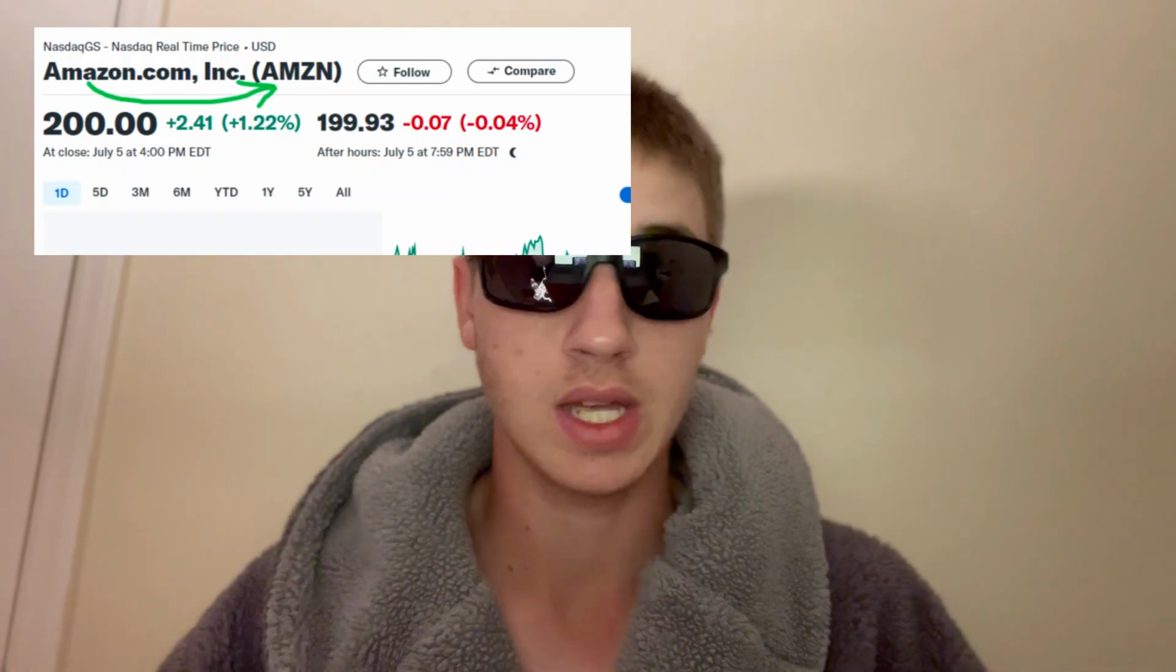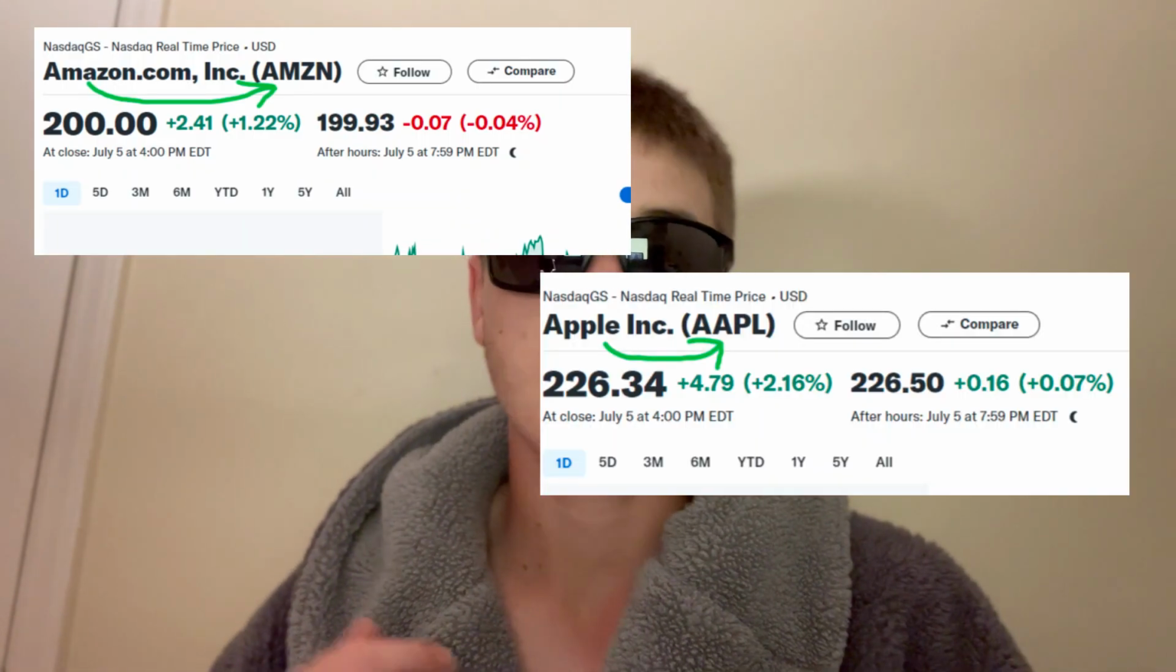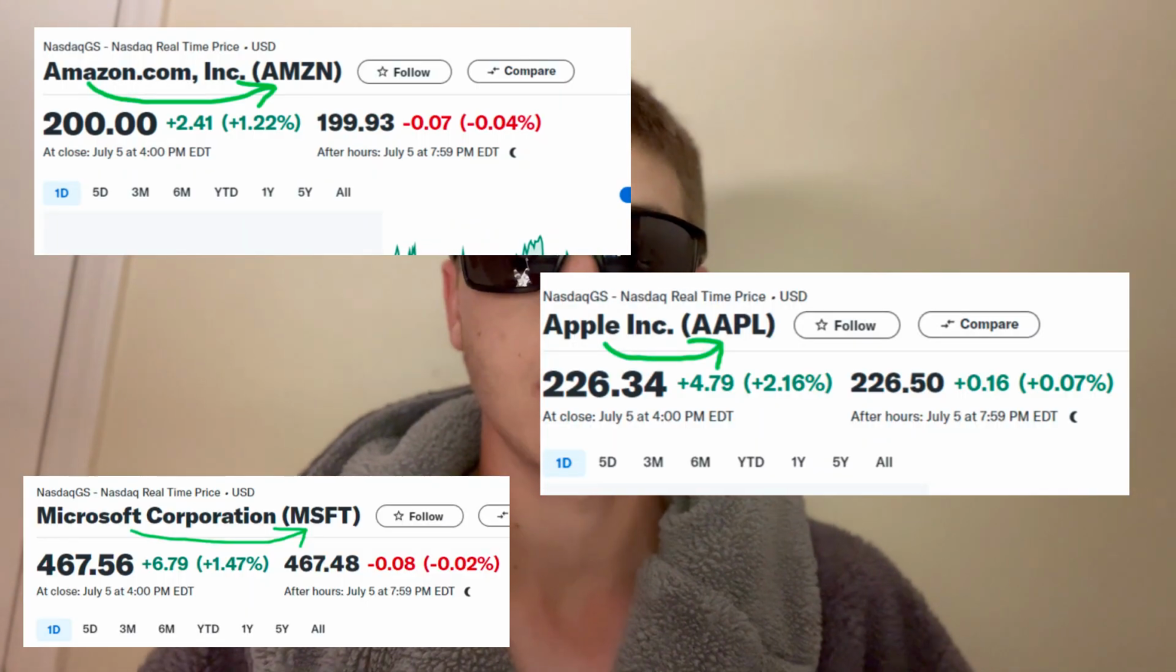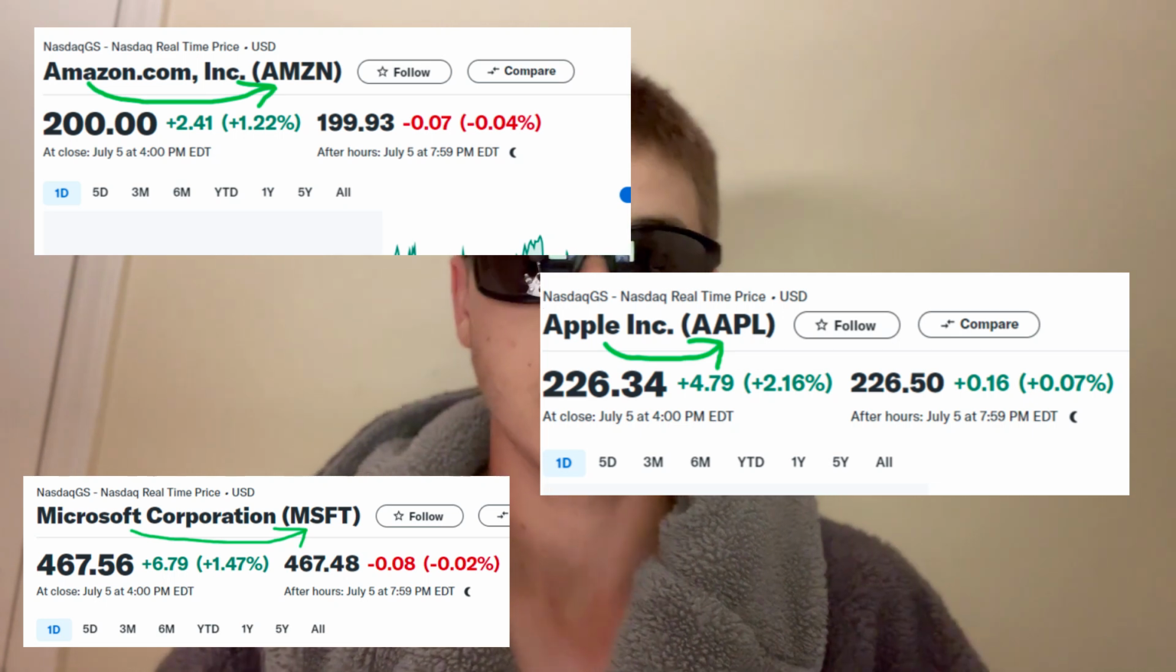Next, we have ticker symbol. A ticker symbol is a group of letters that's assigned to a stock for trading purposes. Amazon's ticker symbol is AMZN, Apple's is AAPL, and Microsoft's is MSFT.